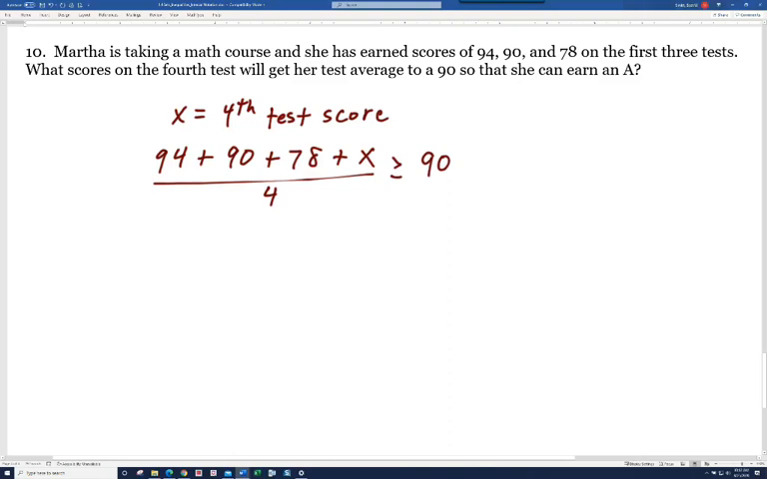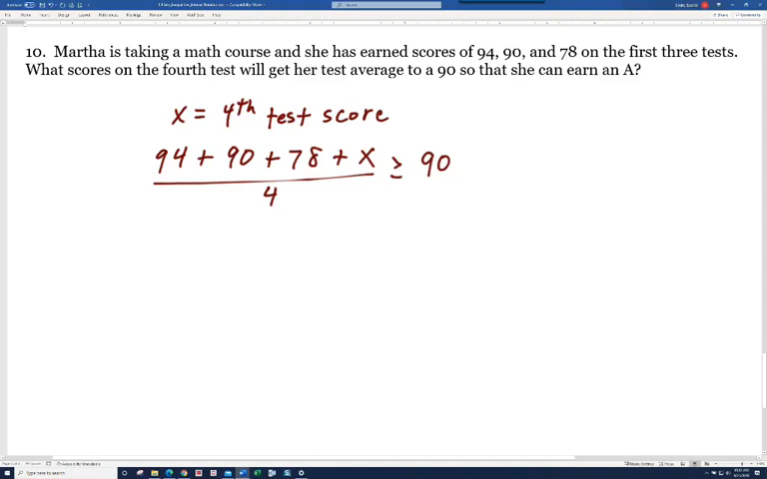Now notice it says what scores on the 4th test. So anything that's going to make her average equal to 90 or greater. And so we're using greater or equal to 90. We want this average to be greater or equal to 90. The first thing I hope you see here, and by the way, I would encourage you to see if you can solve this inequality yourself and then check my answer. All right, so let's see how you did.